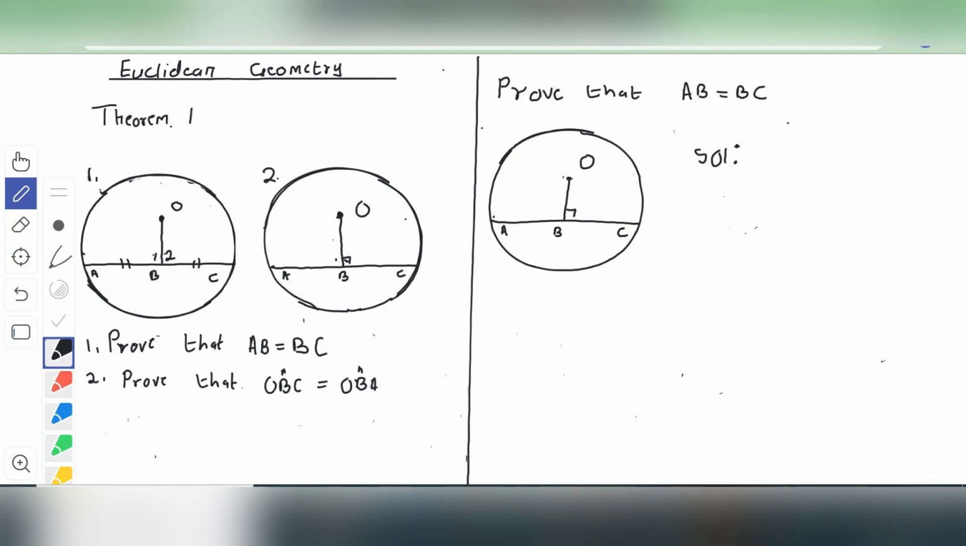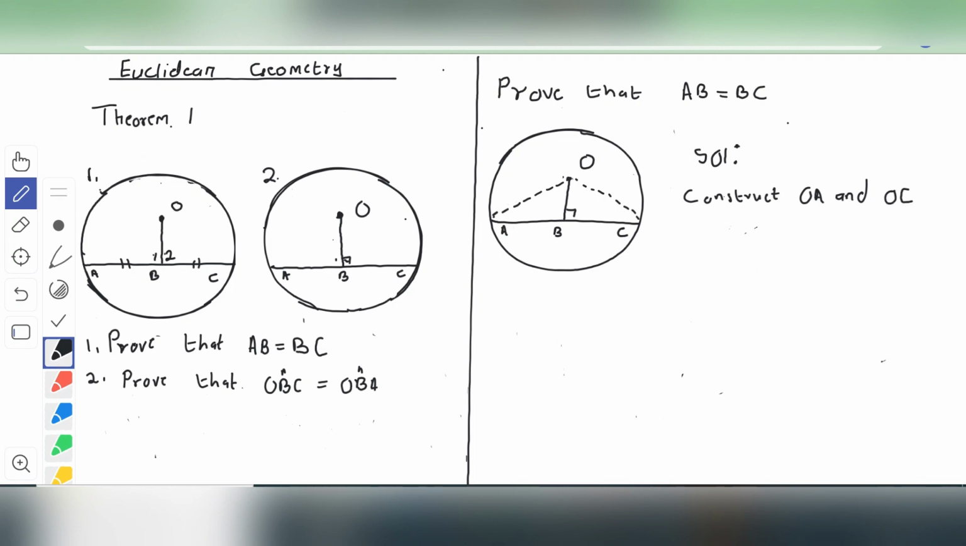It is important to construct. So from here, we are going to construct the line OA and the line OC. Right? After, you need to write them down. You need to write down, okay, construct. Whatever that you do, guys, you need to write it down. Construct OA and OC.